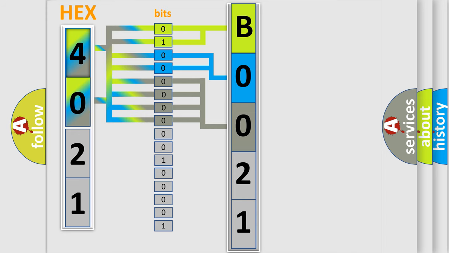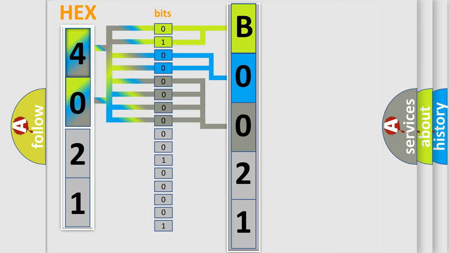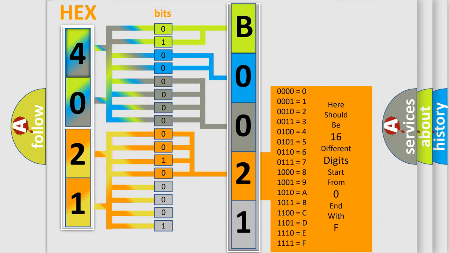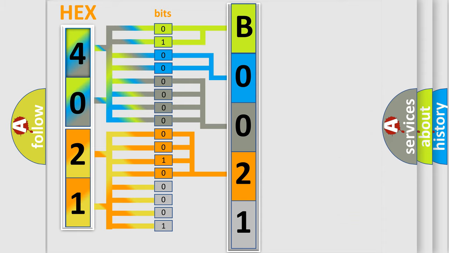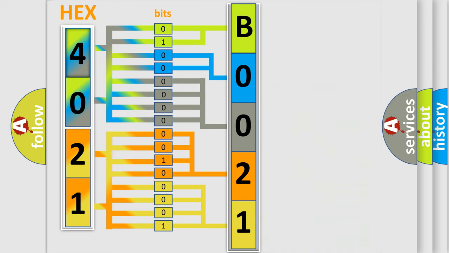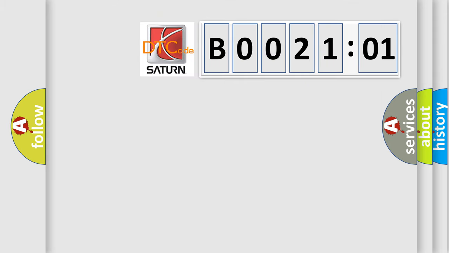The second byte is composed of a combination of 8 bits. The first 4 bits determine the fourth character of the code, and the combination of the last 4 bits defines the fifth character. A single byte conceals 256 possible combinations. We now know in what way the diagnostic tool translates the received information into a more comprehensible format. The number itself does not make sense to us if we cannot assign information to what it actually expresses. So, what does the Diagnostic Trouble Code P0021-01 interpret specifically for Saturn car manufacturers?